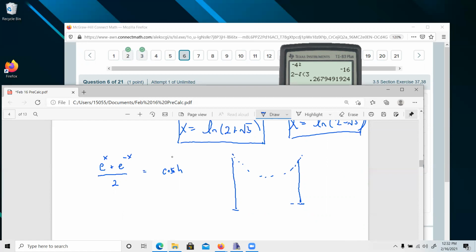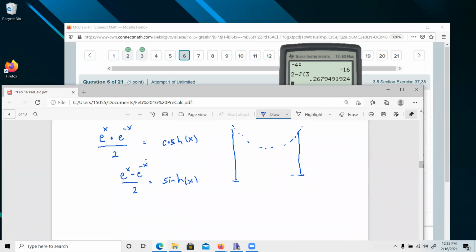Okay, the length, you'll do this in Calc 2. The length of this thing is equal to something called the hyperbolic sine. Okay, the length of this chain is a hyperbolic sine. The shape of it is a hyperbolic cosine. Okay. Let me share one other neat thing about this.